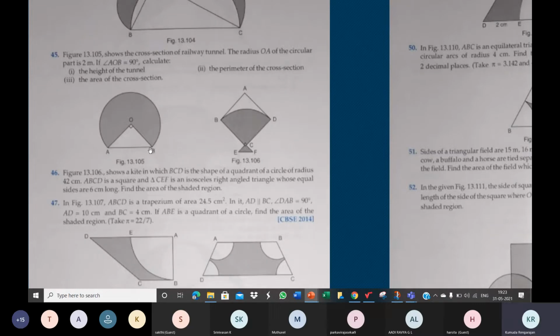You can find AB using Pythagoras theorem, because OA is 2 meters and OB is 2 meters. And then how do you find the length of the arc ACB?